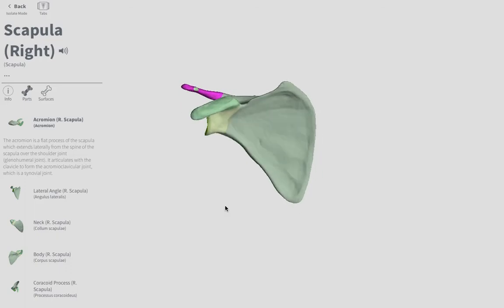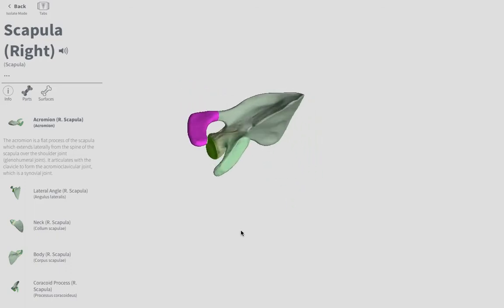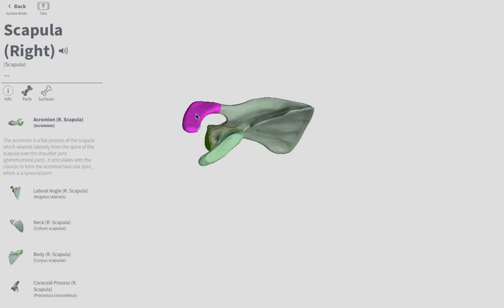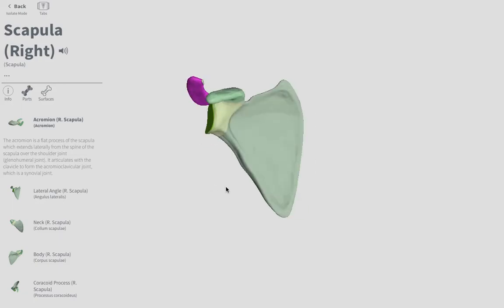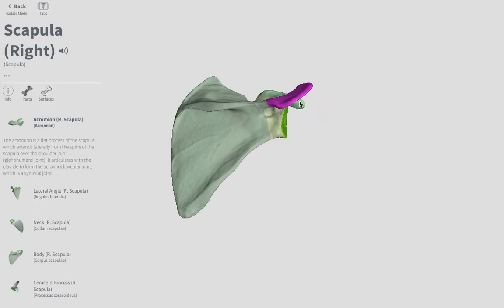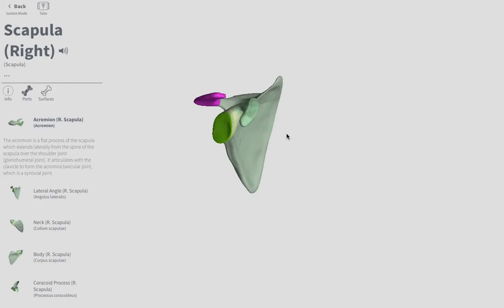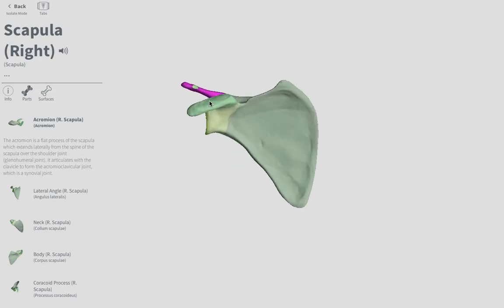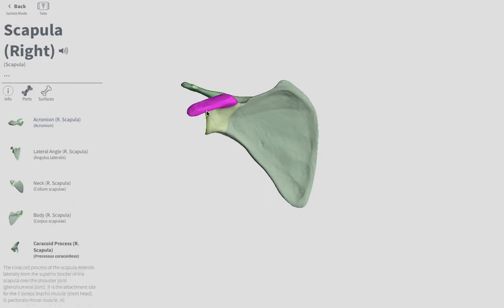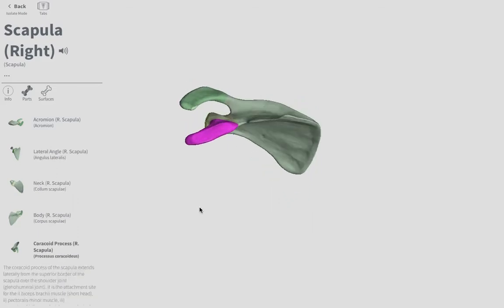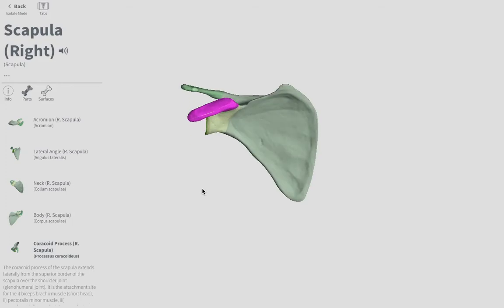All right, so back to the terms. The acromion is going to be this process right here, which is on the posterior side. And as you saw before, it articulates with the acromial end of the clavicle. The coracoid process is on the anterior aspect, on the lateral end, and is that process right there, the coracoid process.